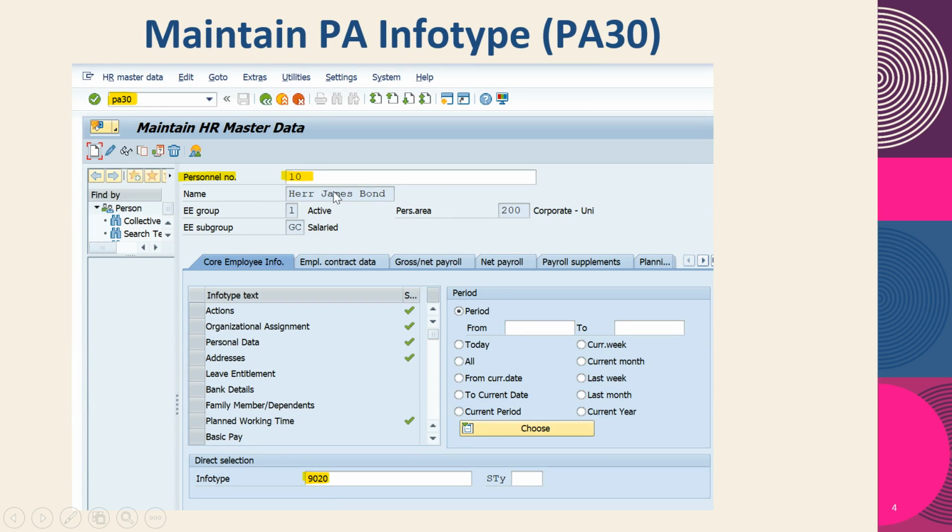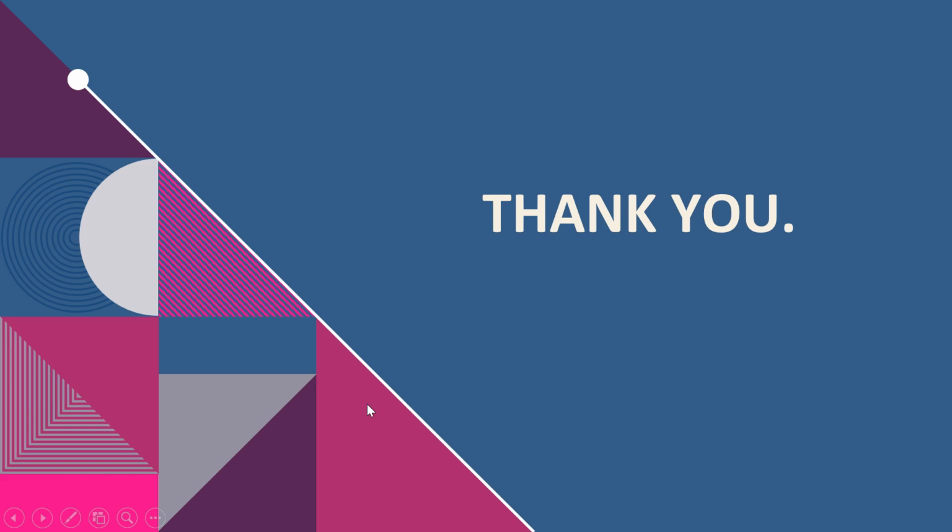Once we have completed creation of the custom info type, we can test it using the transaction code PA30: give the employee number and enter the info type to record the data for that employee for the custom info type we created. I'll be explaining how we can do this in the system in the next session. Thank you for watching.